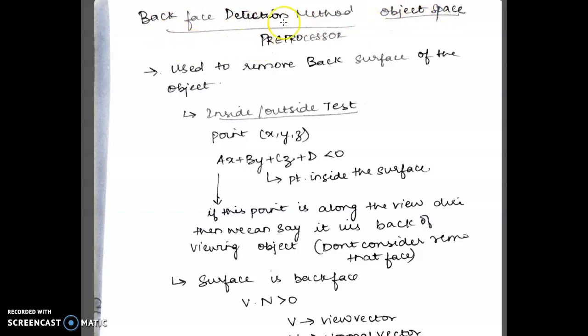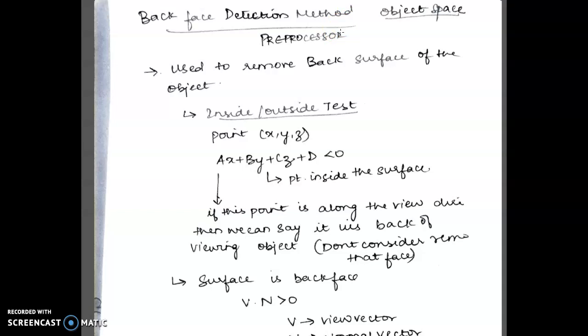Okay, so it acts like a preprocessor. Why I told you that it acts as a preprocessor is it is used to remove back surfaces of the object. So whenever we are applying an image space method, before applying the image space method, we need to apply this back face detection method. It is actually a very simple algorithm. It eliminates the back face, and the main advantage is it reduces the time for the image space method. So it makes it more reliable. That is why it is known as a preprocessor method, in which this back face detection method must be applied before any other image space method or object space method.